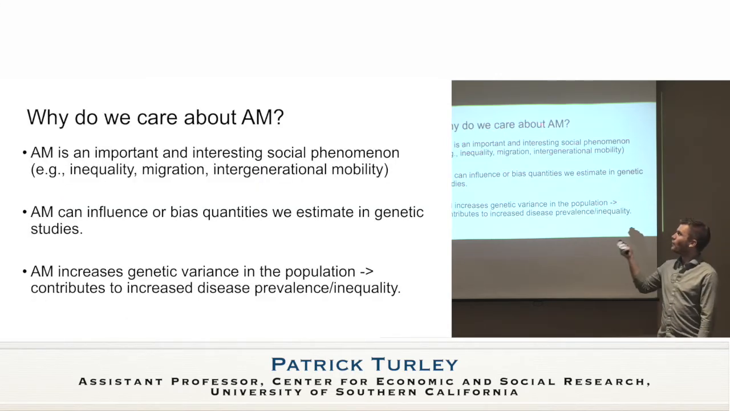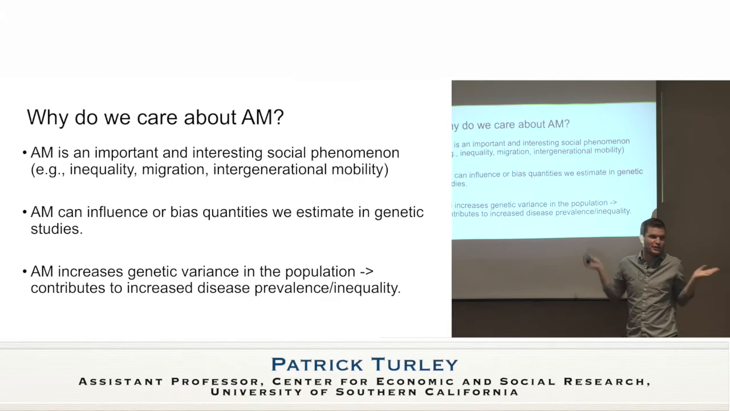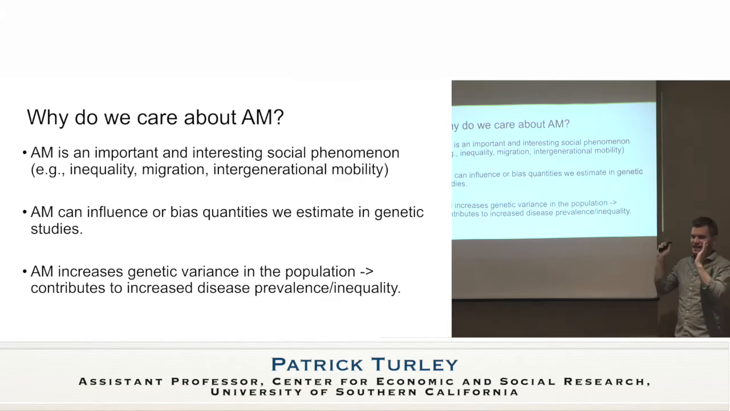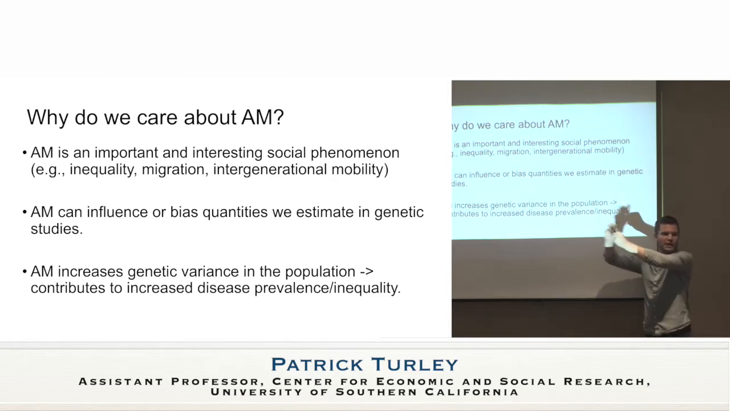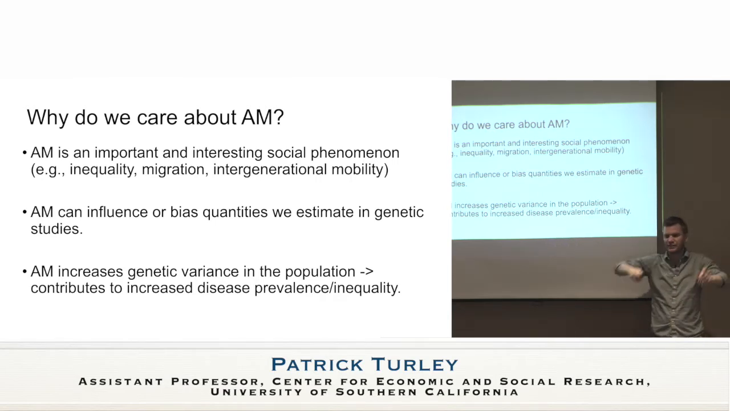Great. So why should we care about assortative mating? I think there's actually two big reasons why it's really interesting. First off, assortative mating is just interesting as a social phenomenon. I think that social scientists are very interested in how people match and sort and mate in the population because it has implications for things like inequality. If wealthy people only ever marry wealthy people, then that's going to distribute wealth through society differently than if people are sorting more randomly on things like income.